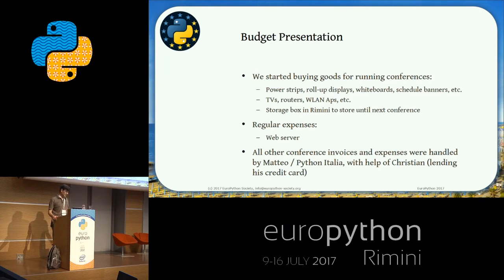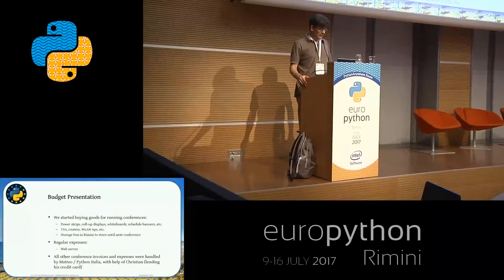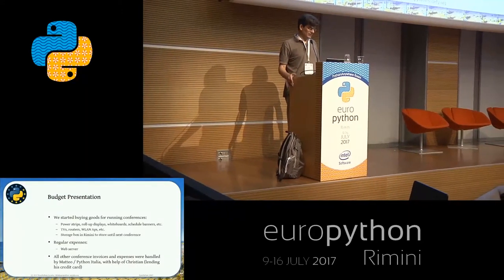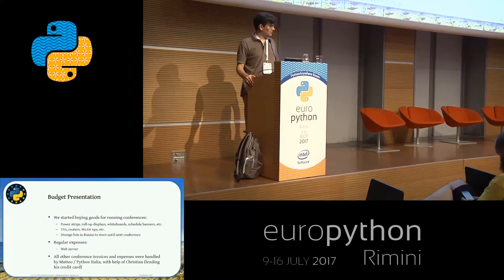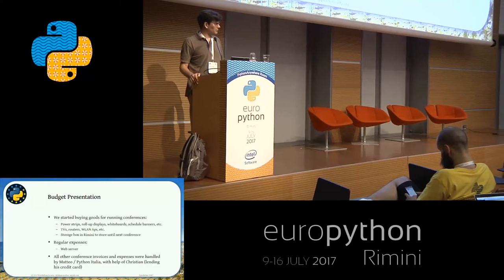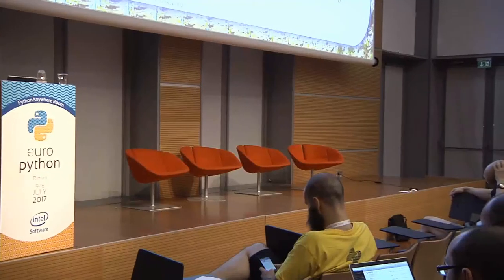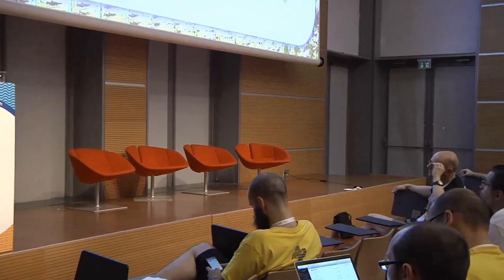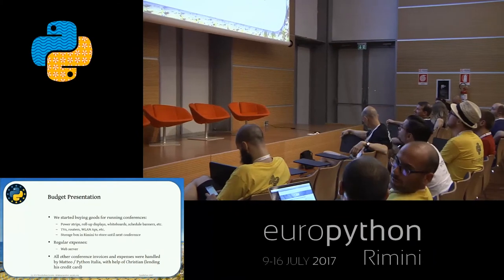And we have a regular expense, which is the only regular expense that we have. It's the web server, about 100 euros per month. Everything else that we did was handled by Matteo from Python Italia with the help of Christian. Christian lent his credit card because Python Italia doesn't have one, and for buying on Amazon you need one. So he helped a lot there. This is the budget presentation that we have. I could also show you the budget, but we don't have time for that now, unfortunately. I can show you later on if you want to, or you can just come to me.